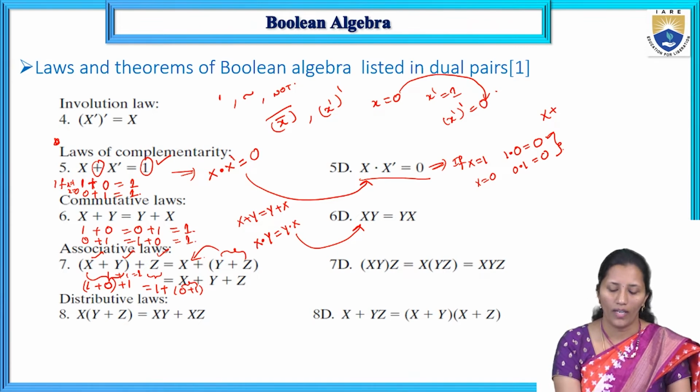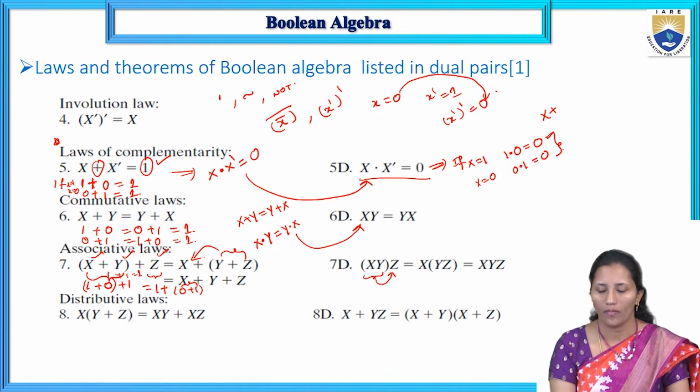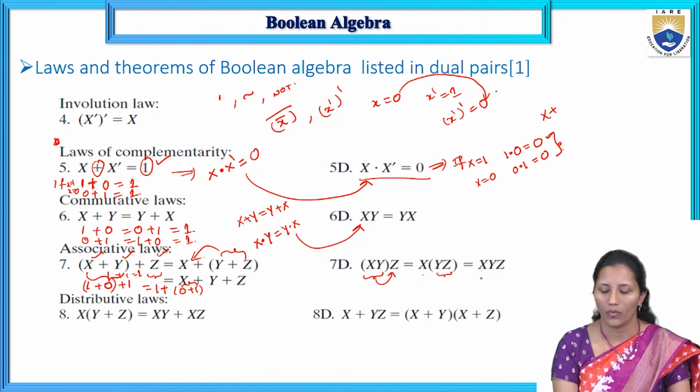So the duality of this equation is (xy)z. First the product of x and y happens, then this is ANDed by the z value. That is equal to x(yz), where first y and z are ANDed and then the result is ANDed with x. So both are equal to xyz.